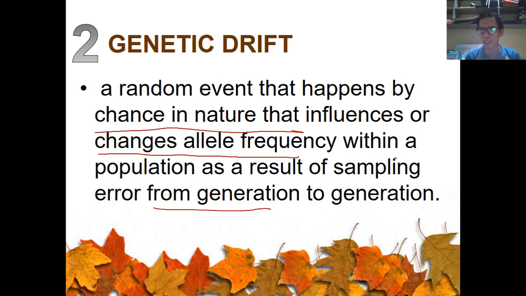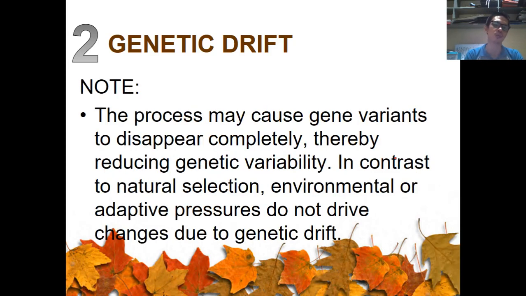So what is this allele frequency? This allele frequency can be seen in a population of an organism. If the population has a lot of variation, then the allele frequency in that particular population is very large. So what is this genetic drift? Let's take a look at this one. In this process, it may cause variation in genes to disappear completely. What it means is that genetic drift can cause some alleles to disappear completely, or become completely extinct.